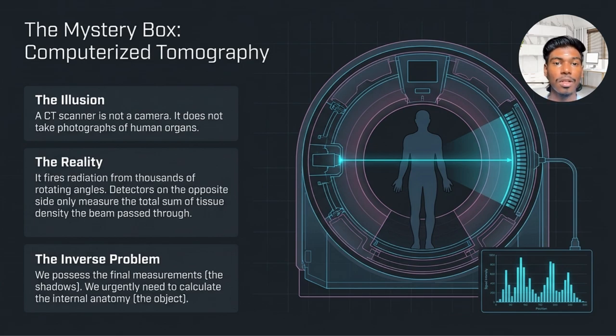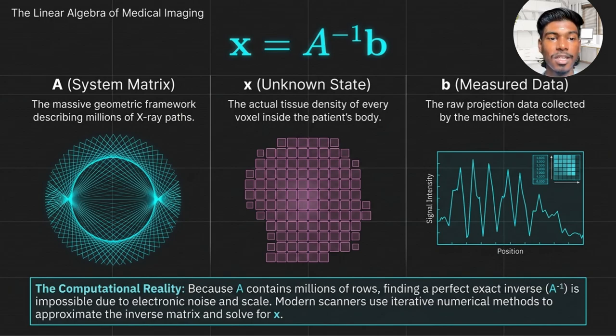Instead, they only measure the total amount of tissue density that the X-ray beam passes through. This creates what we call an inverse problem. We only have the final measurements, which can be thought of as shadows, but what we really want to know is the internal anatomy of the patient. Therefore, we need to work backwards from the measured data to reconstruct the object inside the body using inverse transformations. So, after understanding how CT scanners collect projection data, we can see that inverse transformations and linear algebra play a crucial role in converting those measurements into a meaningful medical image.